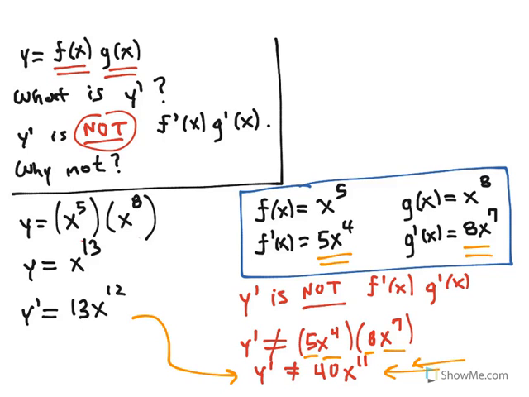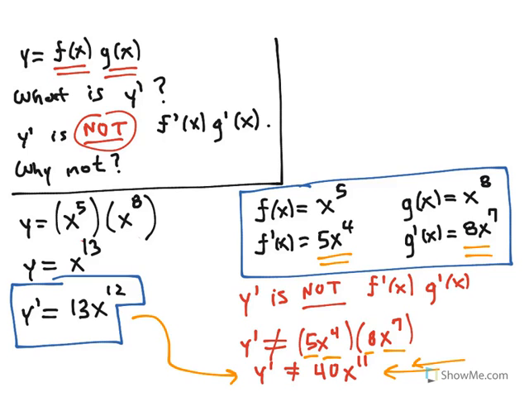So we know the product rule is not f prime of x times g prime of x. And now we see that the product rule is the derivative of the first function times the second plus the first function times the derivative of the second. In fact, for the example that we started with, demonstrating what the product rule is not, we know the correct differentiation rule is 13 times x to the 12th. So let's see if we can get that by using the product rule.